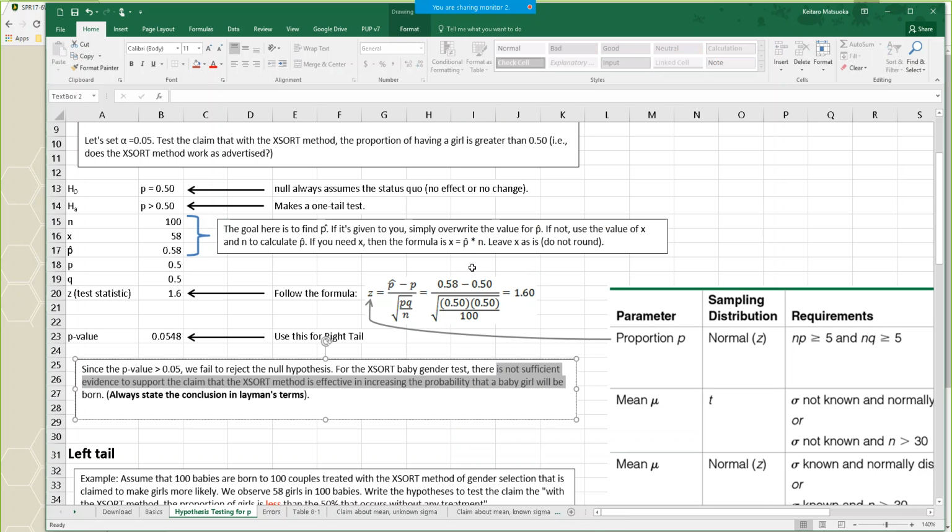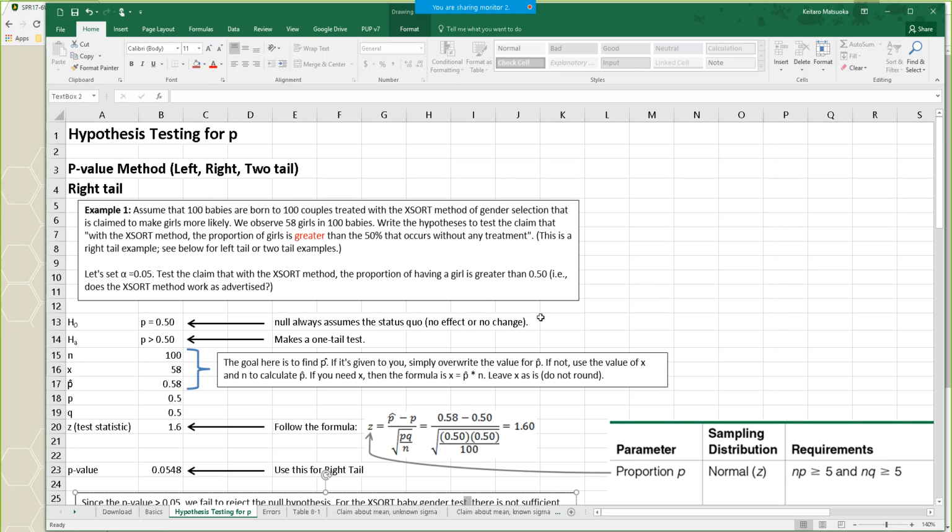And if you go to my week 3 or module 3 folder, there's a document that tells you how to word this. So I recommend you look at it and practice writing it down. Okay? So your conclusion has to be consistent. If you're not rejecting the null hypothesis, meaning that I'm not rejecting this, I'm going with this, that means the XOR method doesn't make any difference as to the proportion of baby girls born, because I'm going with this, not with this. Okay?